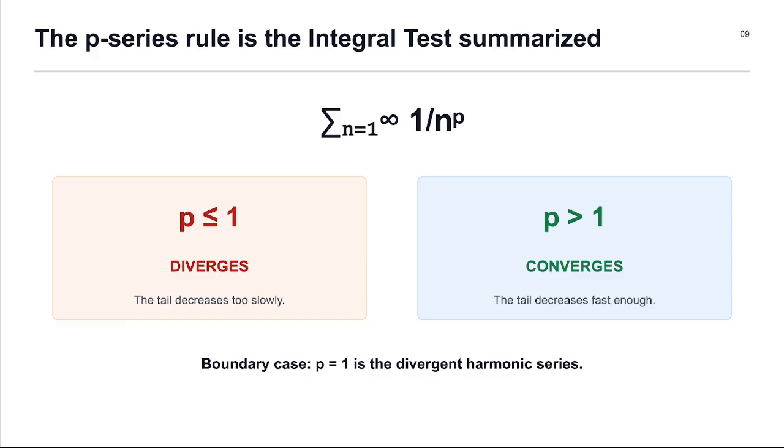For positive values of p, this rule follows directly from the integral test. If p is 0 or negative, the terms do not approach 0, so the series diverges immediately. The exponent determines how quickly the terms decrease. They must decrease faster than 1 over n for the series to converge.